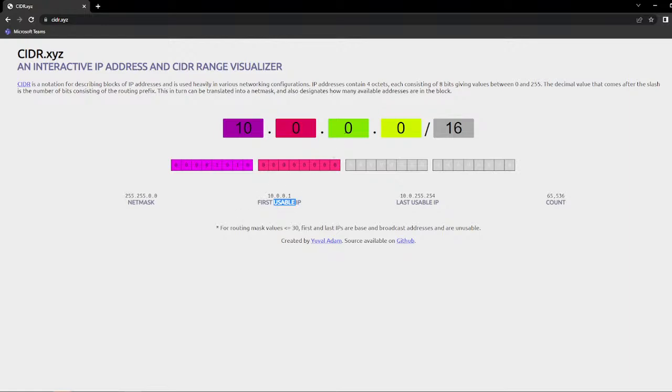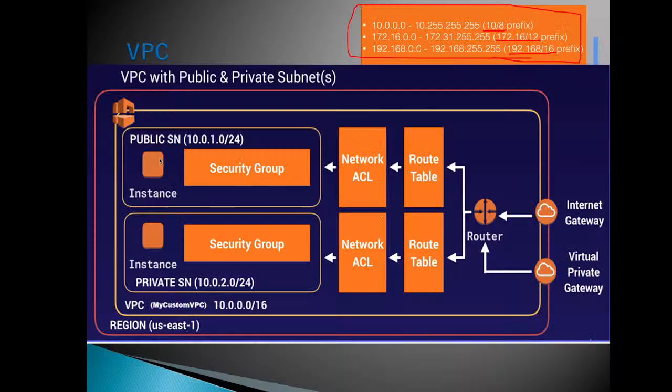Clear? So you can check it out. If you want /24, you can just put it here and it will show you the number of IPs available in the network and the first usable and last usable IP. You can put /16, and it will automatically change your range. Any question on IP selections? Then we'll quickly start the next part. Clear?